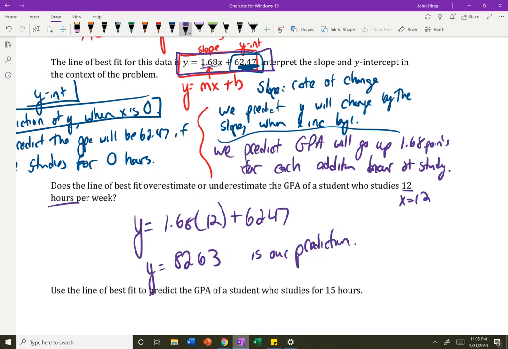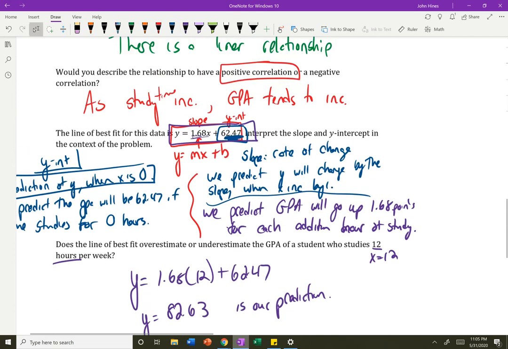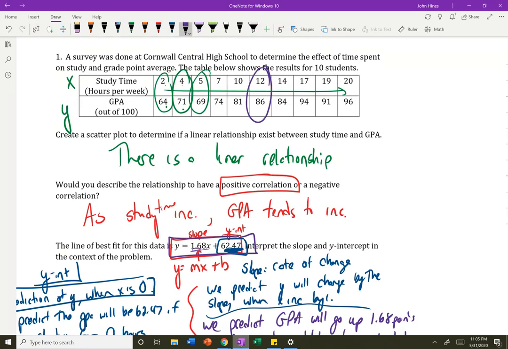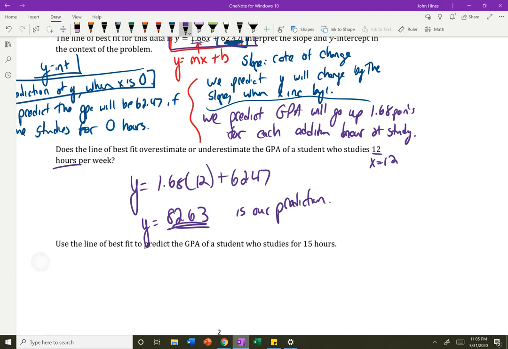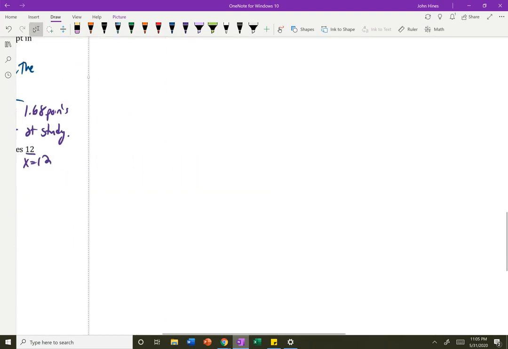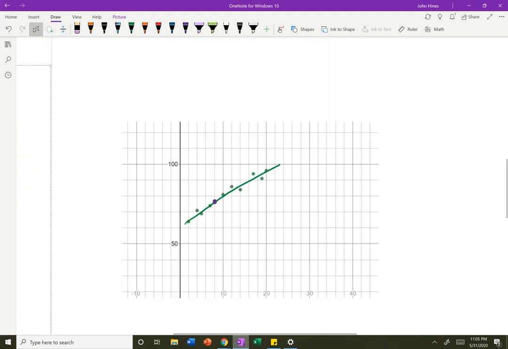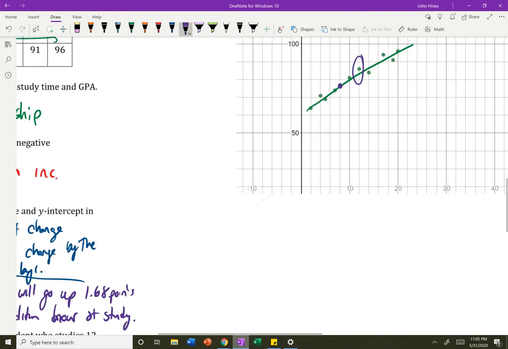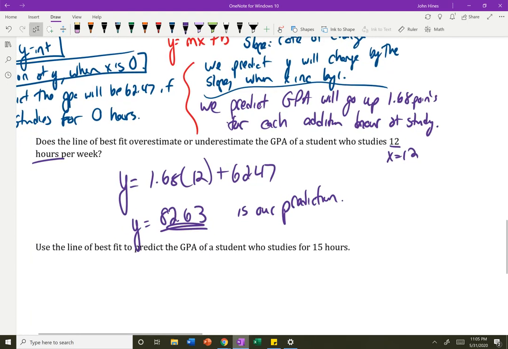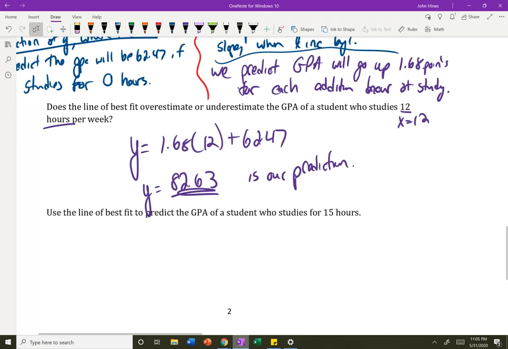Now, is that an underestimate or an overestimate? If I go to 12, that kid actually had a GPA of 86. But my line said 82, and that's okay, because my line was just making a prediction. So if I go to the scatter plot here, here's 12. This is going by twos. Here's 12. The line underestimated that kid's score, but that's okay. We're just making a guess, which is what this line of best fit does.